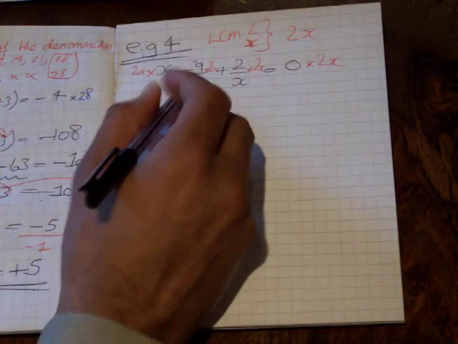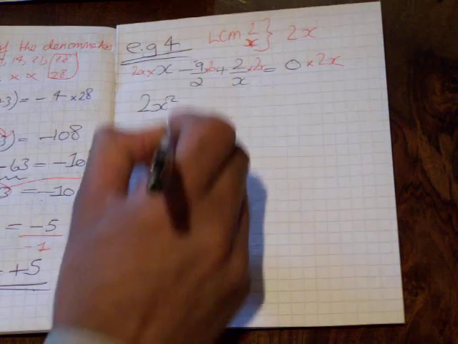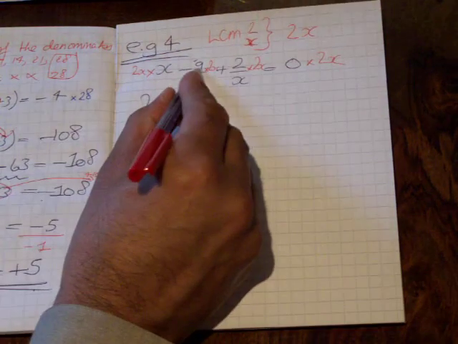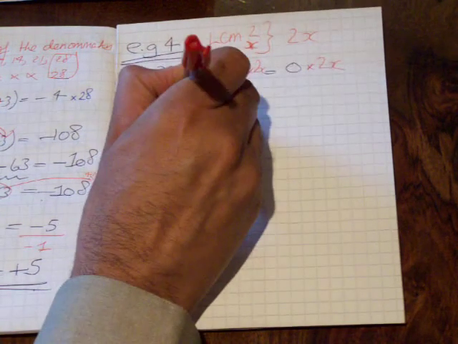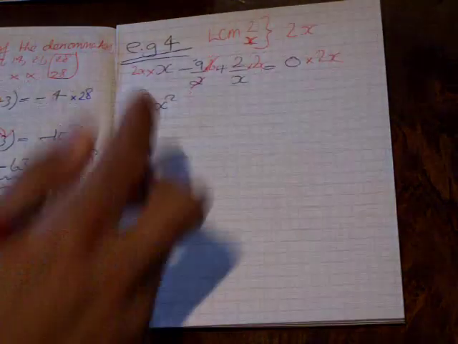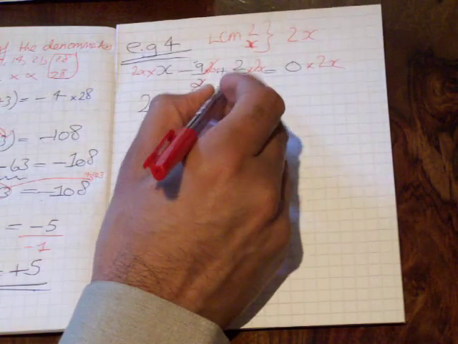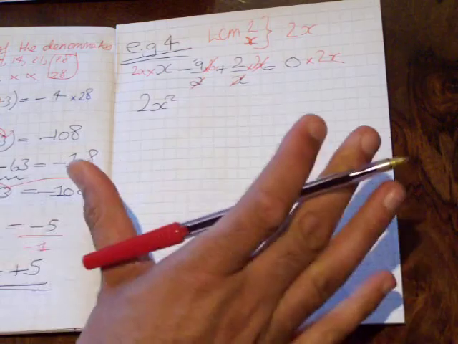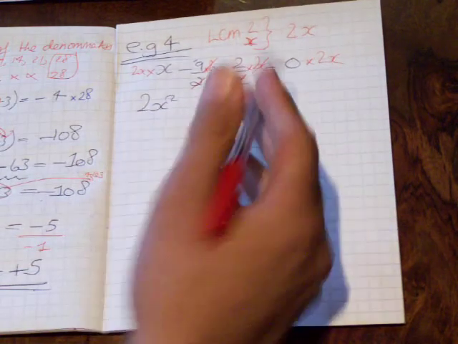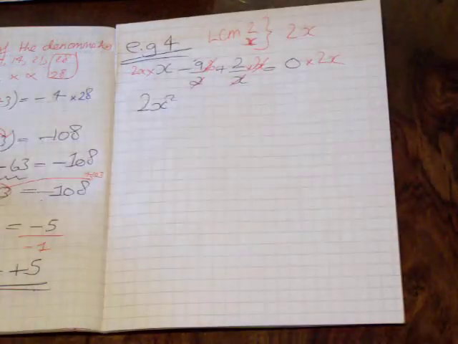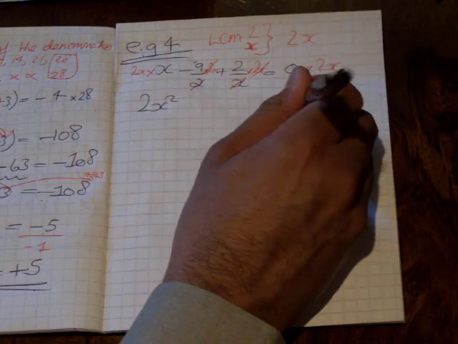So 2x times x will give you 2x squared. Now, we've got 9 times 2x divided by 2, the 2's will cancel. We've got 2 times 2x divided by x, the x's will cancel. Do the opposite, times and then divide, to cancel each other out. And 0 times 2x is simply 0.